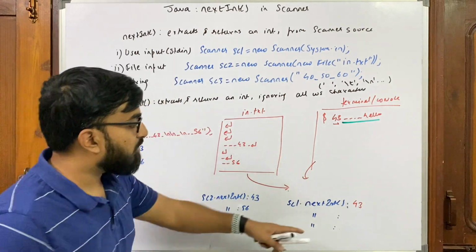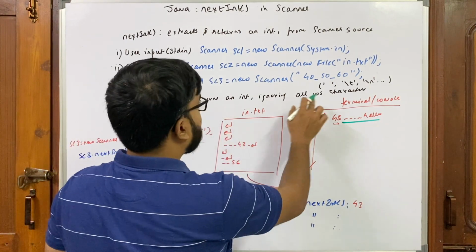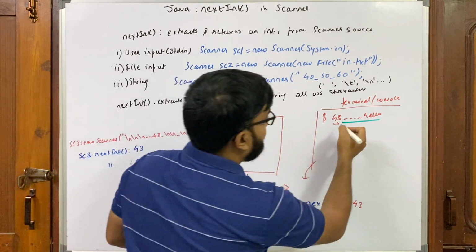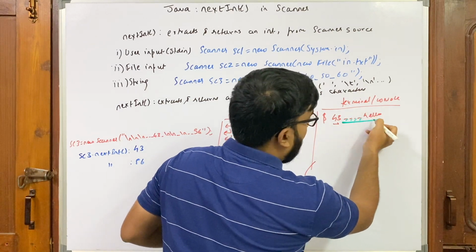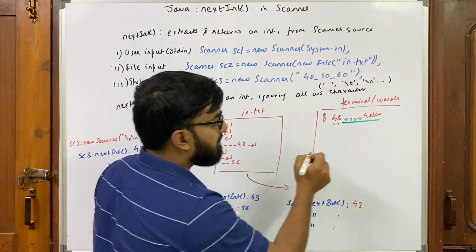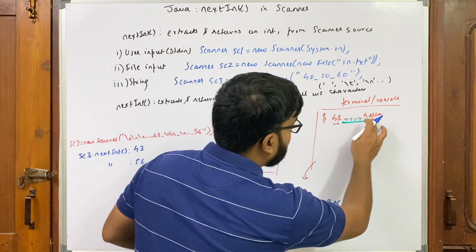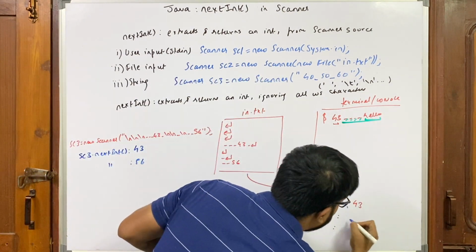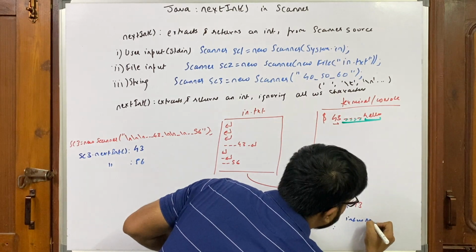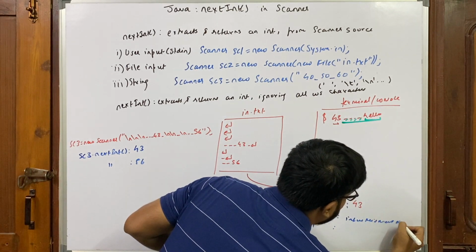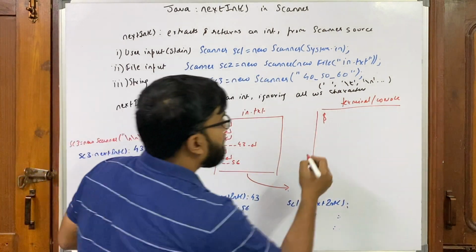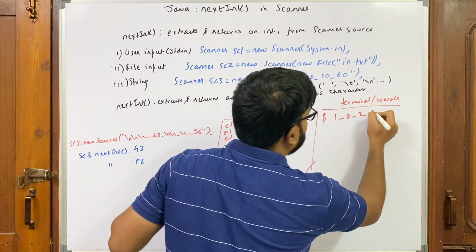Next call to nextInt, I ignore all white spaces till I find an integer. So ignored, ignored, ignored, ignored. I found a string and not an integer. So in the next call of nextInt, you found a string, you were expecting an int, so you get an InputMismatchException.